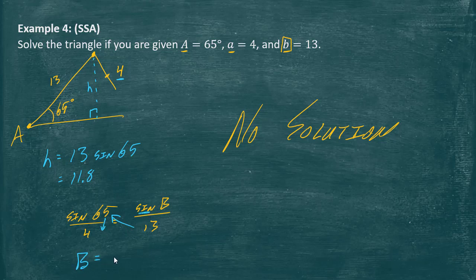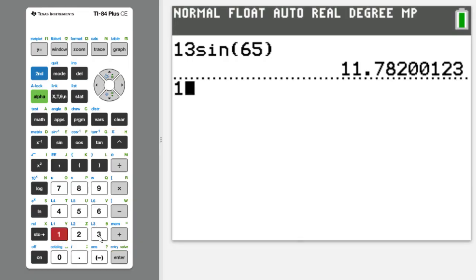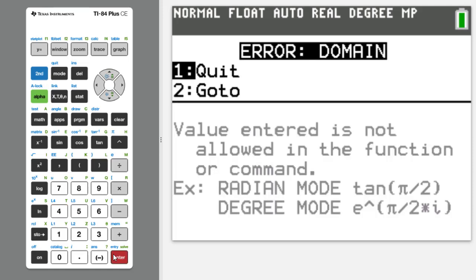So my capital B would end up being the inverse sine of that product, 13 times sine of 65, then divided by this side length 4. If I type that into the calculator, inverse sine first, there we go, 13 times sine of 65, close the parenthesis, then divide by 4. I feel pretty confident that I typed everything in correctly.